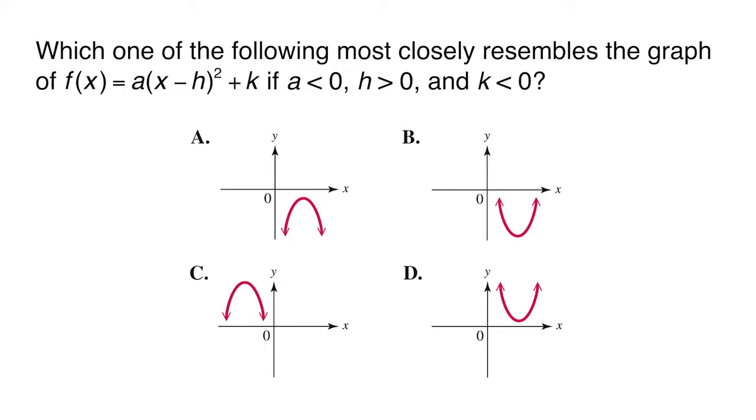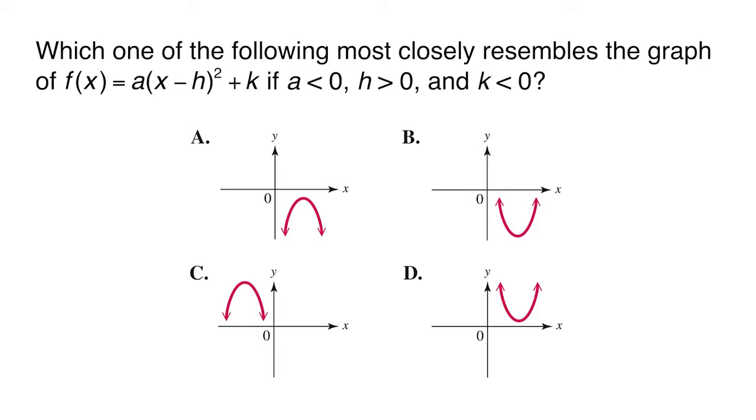Is it A, where we have a parabola opening downward shown entirely in the fourth quadrant? Is it B, also entirely shown in the fourth quadrant, this time opening up? Is it C, a parabola opening downward shown entirely in the second quadrant? Or D, a parabola opening upward shown entirely in the first quadrant?